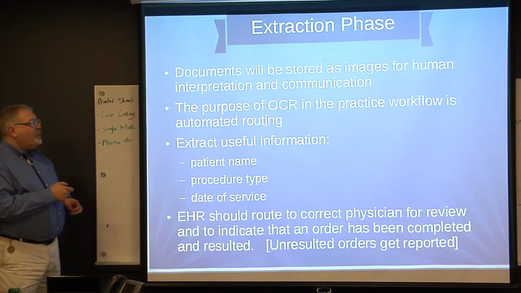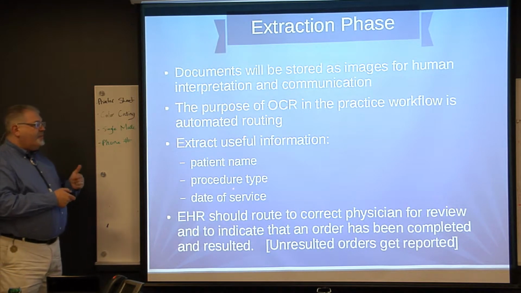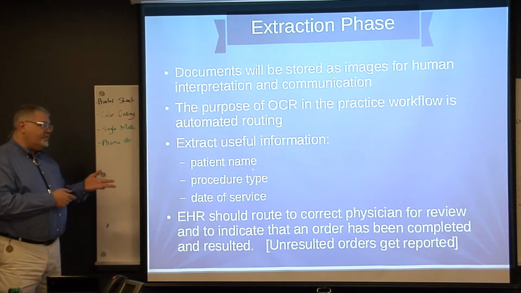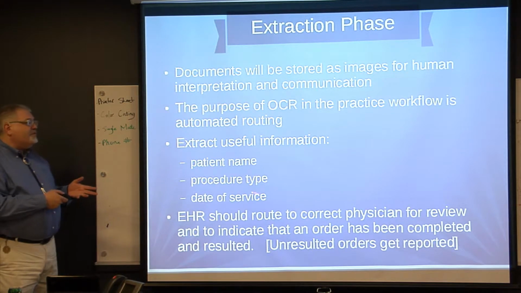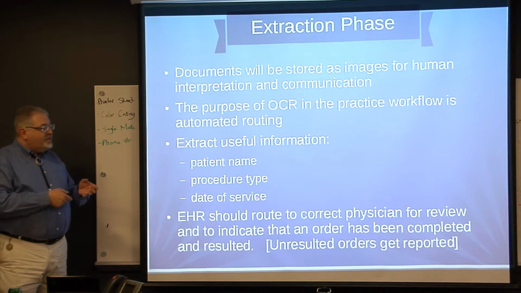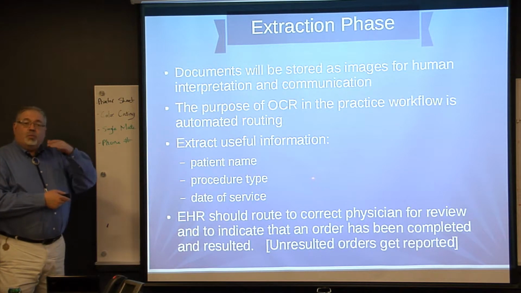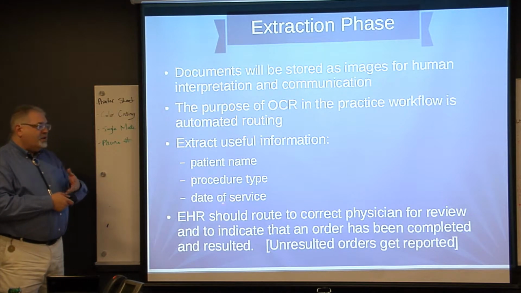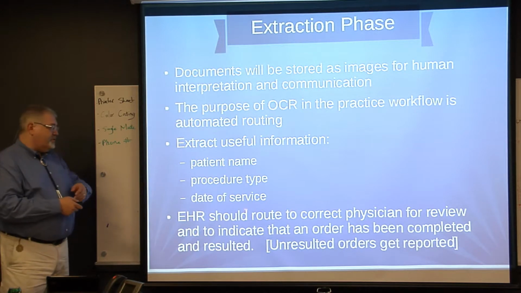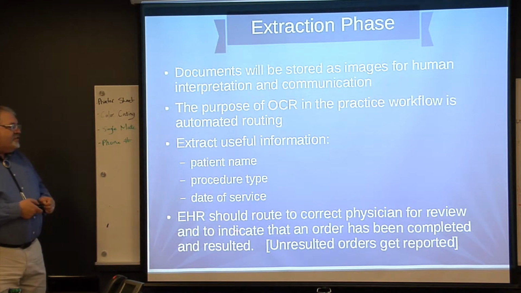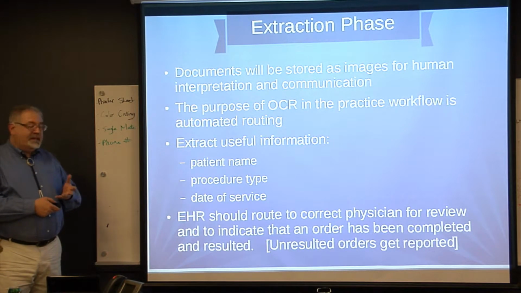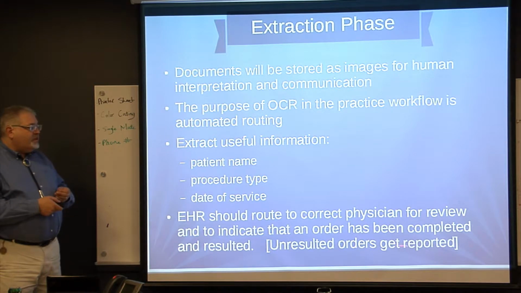So that's the automated routing portion. What I need is the patient name, to identify which patient it is. I might need date of birth also, if it's a common name like John Smith. And procedure type, and then date of service, so I can tell when it got done, because that's a field in the database for one of the tables for physician orders. When did the order get executed? That becomes important for how quickly doctors are responding to results for patients, which of course is very important. So the EHR should route to the correct physician for review and indicate that the order has been completed. And then unresulted orders get reported.